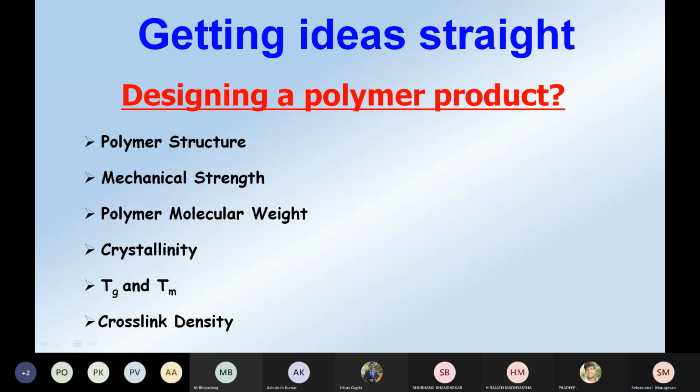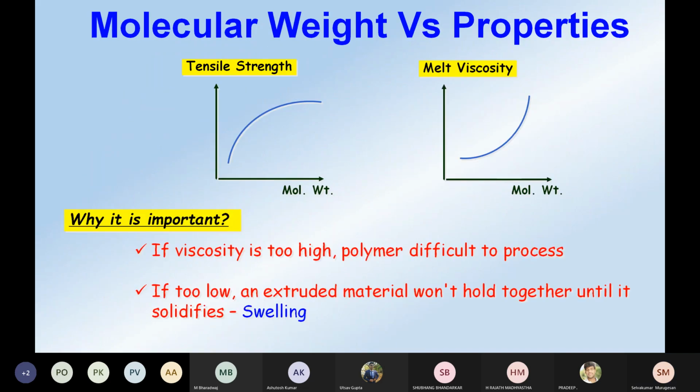Some factors or figures: once you know the mechanical strength as well as the molecular weight, okay? And then if you know the crystallinity, you can predict the cross-linking density. Of course, Tg and Tm are also important to have an idea about the transition from brittle to ductile nature. Okay. So now you see some of the structure-property relationships.